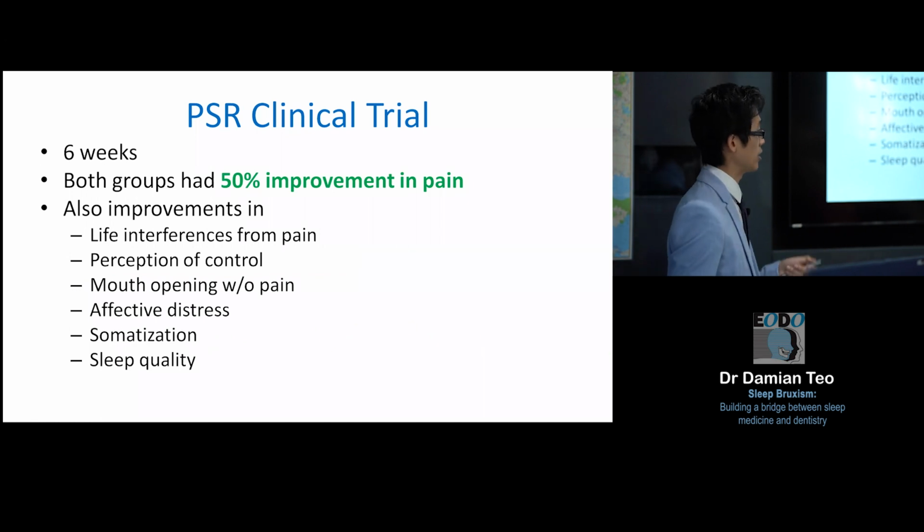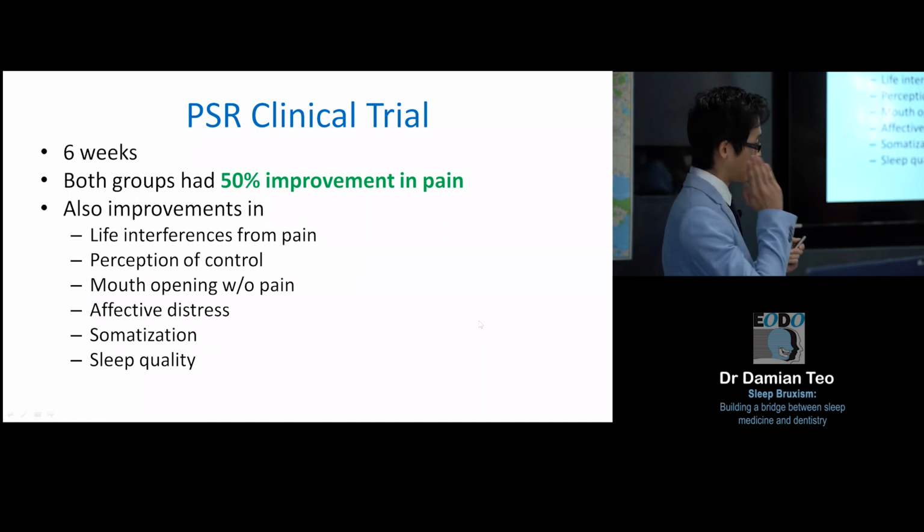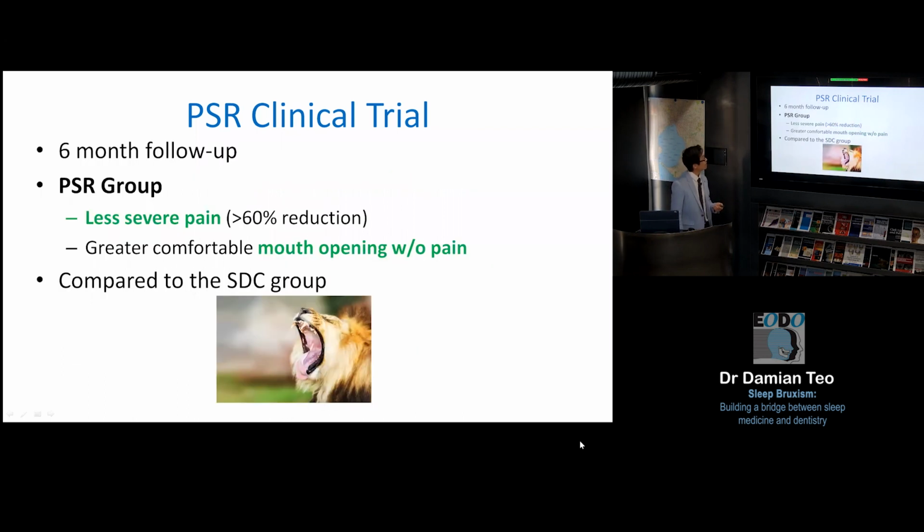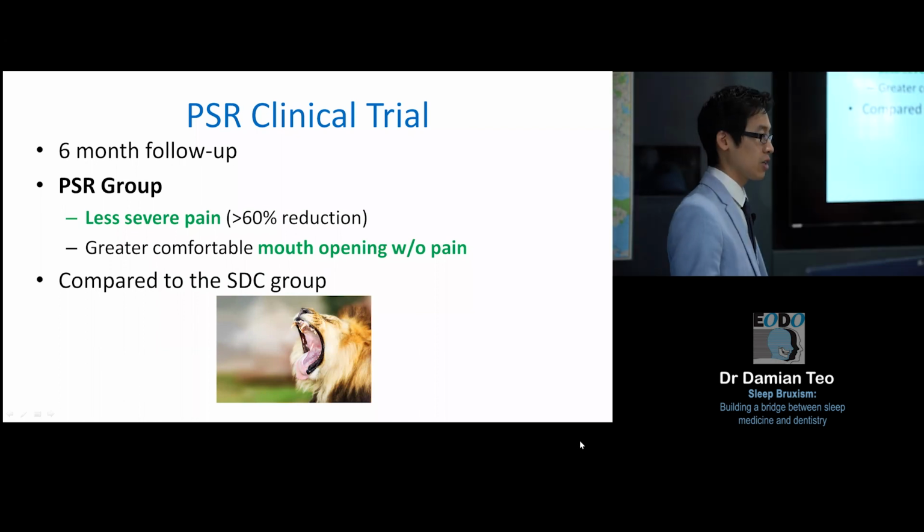So in the 6-week review, both groups, both the splints and the PSR group, had a 50% improvement in their pain, and they also had improvements in their life interferences from pain. So we're not just talking about TMJ pain, but other chronic pain in their body. Those that had more perception of control of their body and their jaw had greater mouth opening without pain. They had improvements in their distress or anxiety issues, improvements in somatization, which is related with anxiety, and improvements in sleep quality.